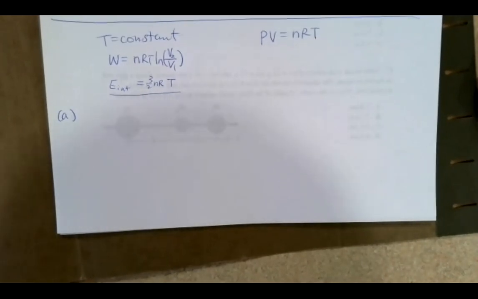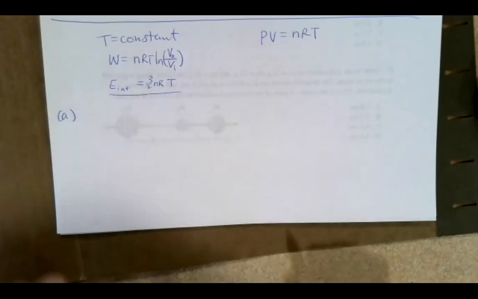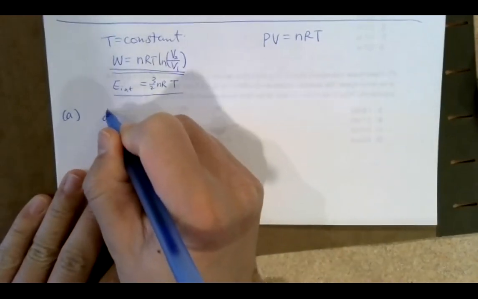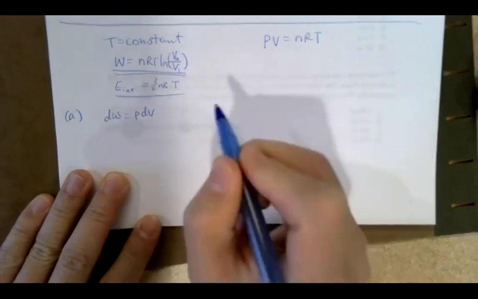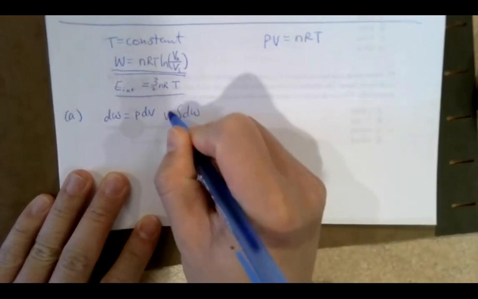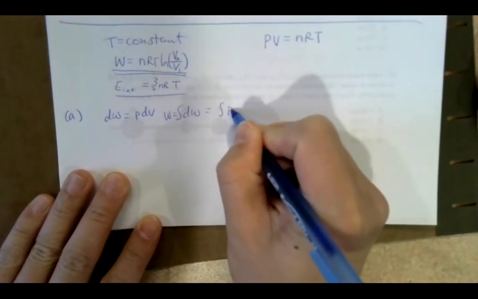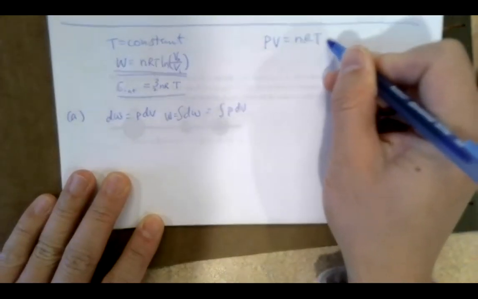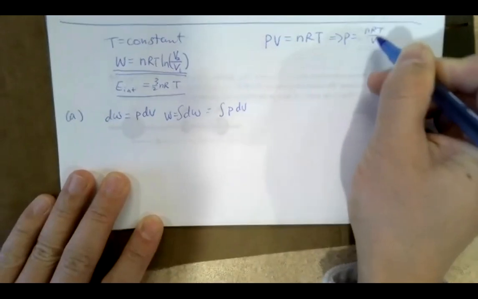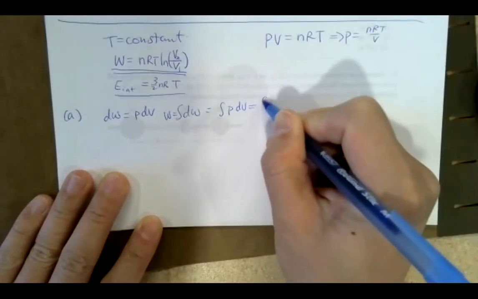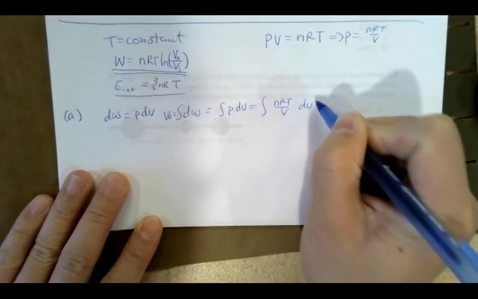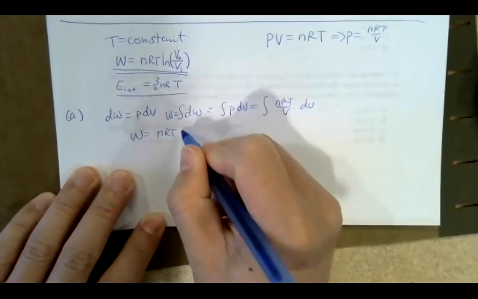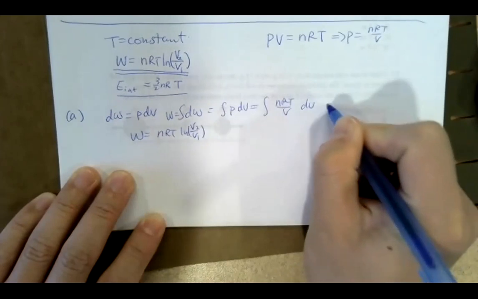All right. So the first part asks us to find the work done, and we know work done for an isothermal process is equal to this. Or you can start with dW equals PdV. You should be able to do this. So work done will be equal to the integration of P dV. According to this, P is equal to nRT over V. So integration of nRT over V dV. The same process, you'll get this result of nRT ln of V2 over V1. I think we have done that.